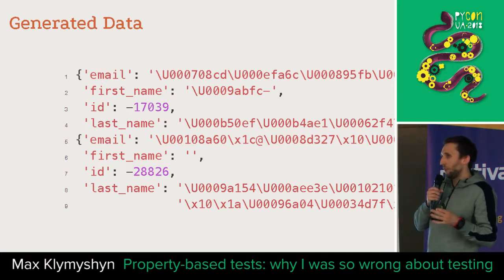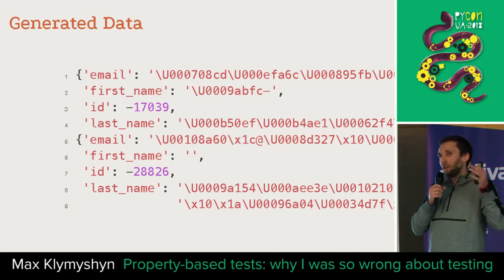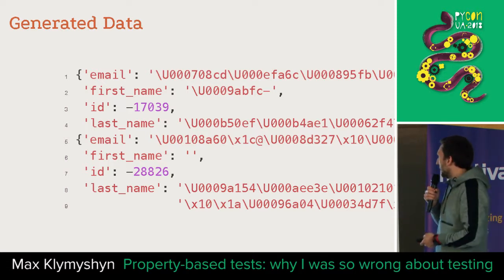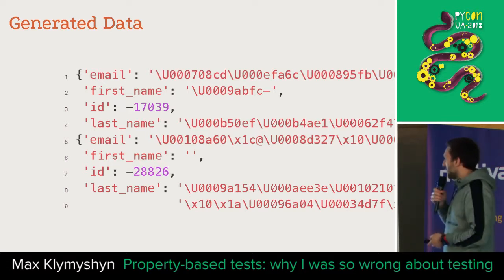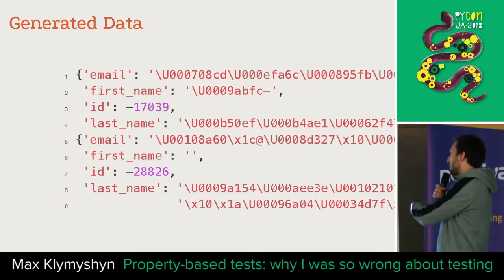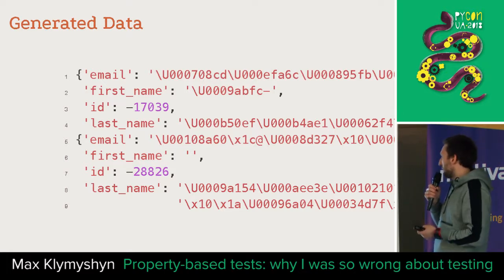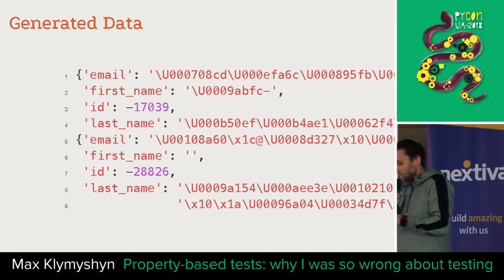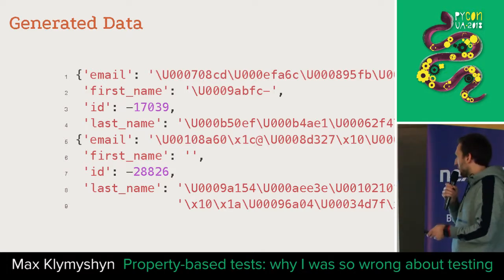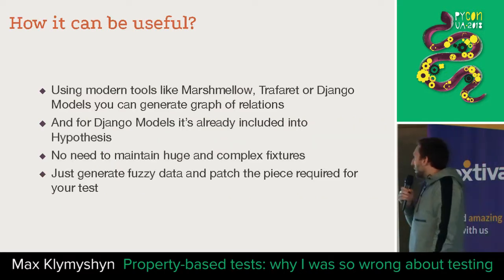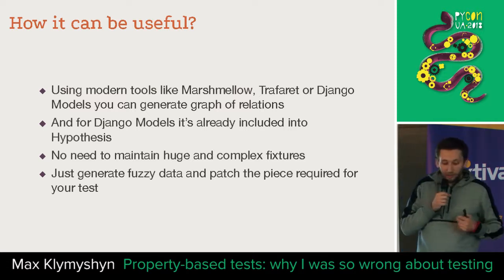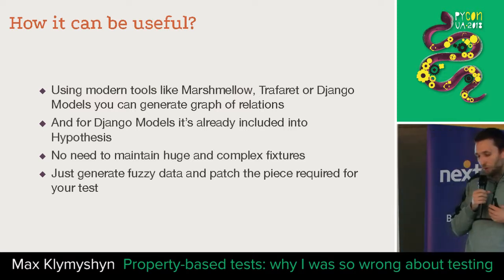If you do not limit input, Hypothesis wants to generate any random data. For example, here there is a lot of Unicode in emails and so on. So if it were applied to your, for example, REST API, your REST API would blow up, I assume, something like that. But it can be very useful.